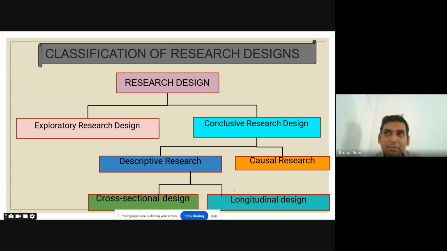And causal research means we are defining the effect on each of the variables in terms of cause and effect. Let's say if I'm putting some changes in X, then I need to identify what changes happen in Y, right? That is called cause and effect relation. That is called causal research. Descriptive research can also be further bifurcated into cross-sectional research design. Cross-sectional means I'm asking the same questions to multiple people at a different time period, so that is called cross-sectional research design.